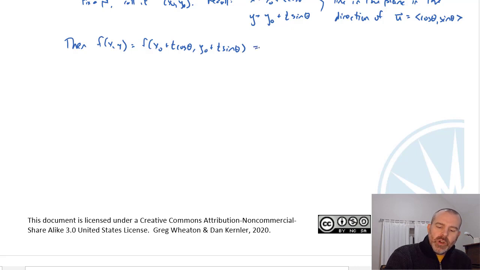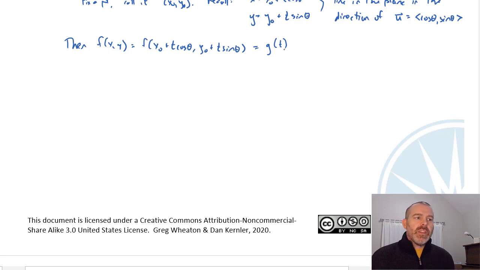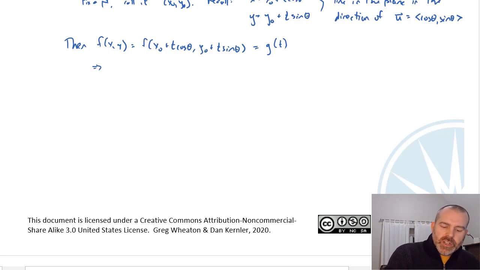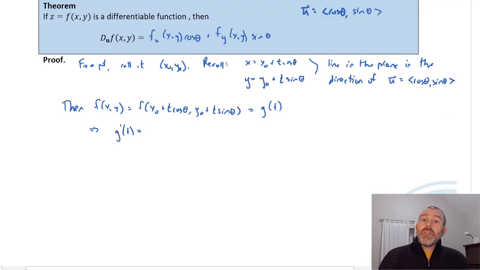And you'll notice here that x naught, y naught is a given point. It's a fixed point. Theta is a fixed angle. And so the only thing that's varying here is t. So this is some function g of t. So it's actually a single variable function. T is the only thing that varies there. So since it's just a function of t, we should be able to take its derivative with respect to t. So we want to find the derivative of g with respect to t.